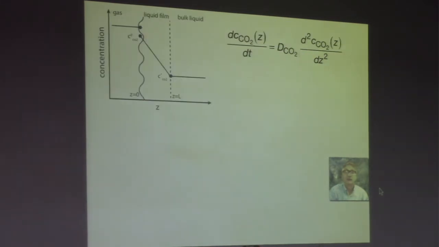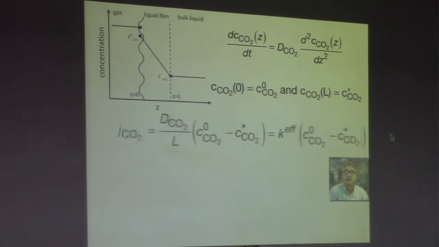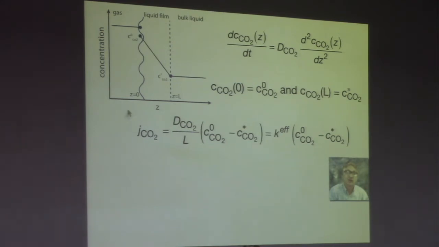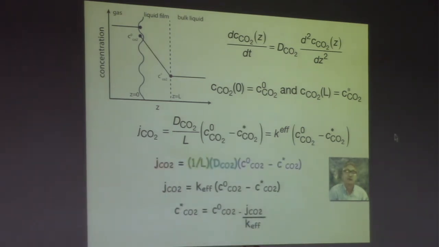It turns out that differential equation can be solved pretty easily for this particular situation, because I recognize that at position z equals 0, the concentration is given by this particular number, and at position z equals L, the concentration is given by this particular number. I use those boundary conditions, and one can easily solve then that the flux of CO2 is just given by a diffusion coefficient divided by the length times the gradient, as shown here, and you'll recognize that that's exactly the same as the rule that I invoked earlier on.